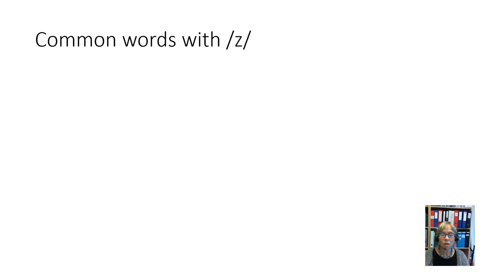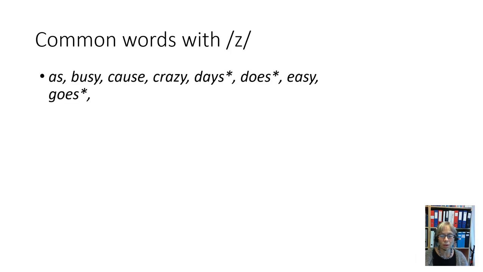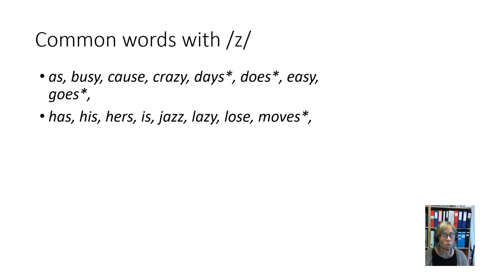Now, you may wonder, when is this voiced S used? Now, there are some common words that one might as well just get used to. As, busy, cause, crazy, days, does, easy, goes. Now, the asterisk there indicates that this has to do with an ending S, and we'll come back to those. These are some more common words: has, his, hers, is, jazz, lazy, lose, moves.